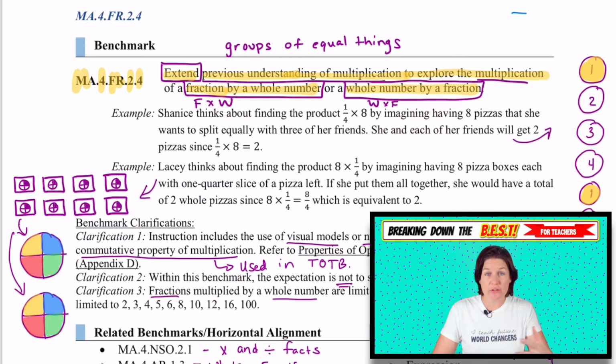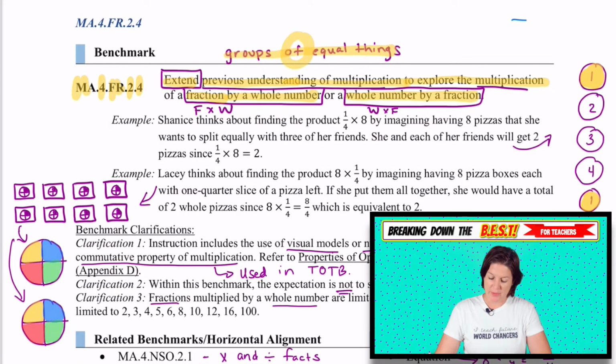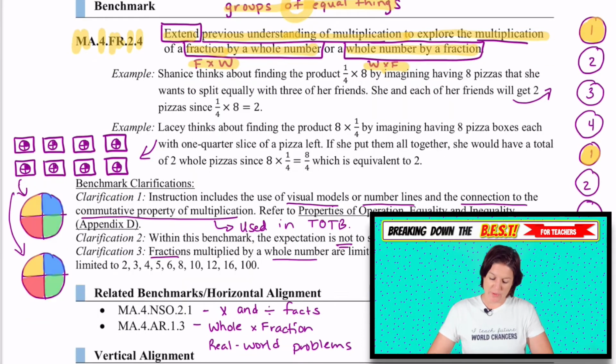In the past, in 3rd grade and in 4th grade, students have learned that multiplication means that we have groups of equal things. The key word there being "of." "Of" will be used a lot in multiplication. So again, we're multiplying fractions by whole numbers and whole numbers by fractions. So we have 2 examples here.